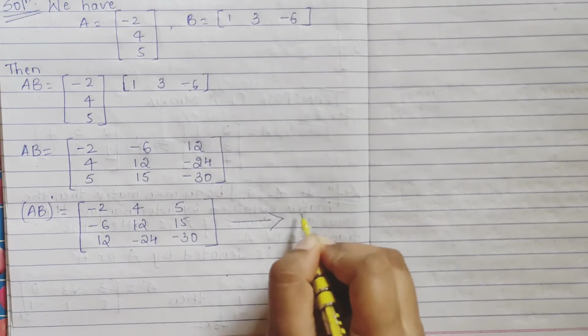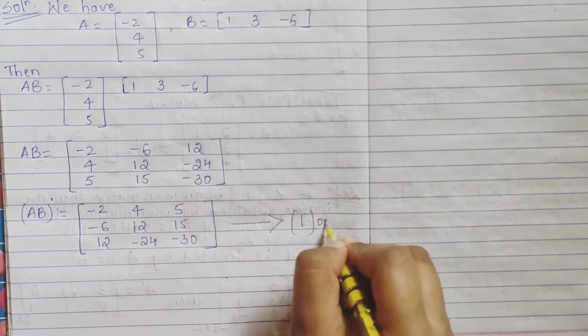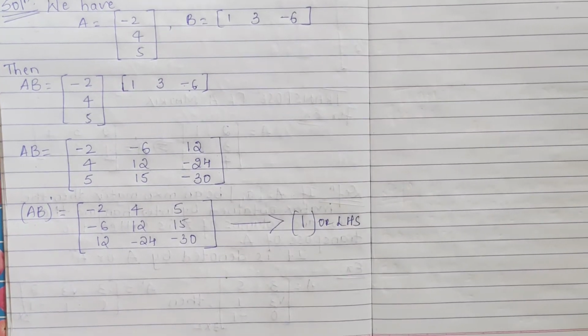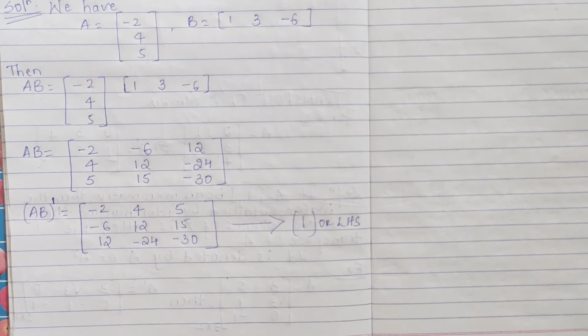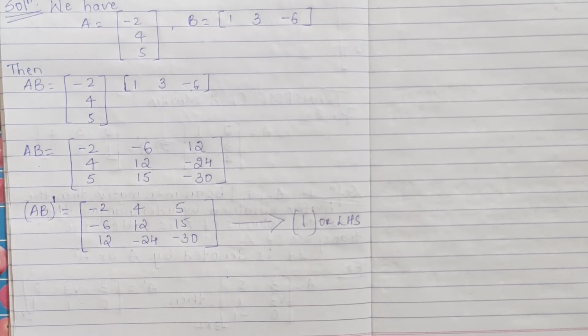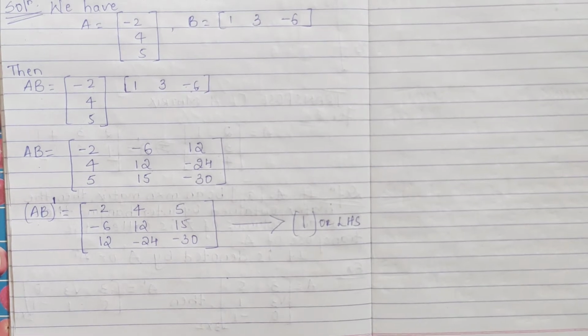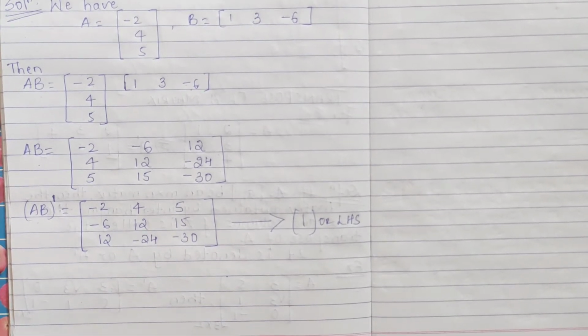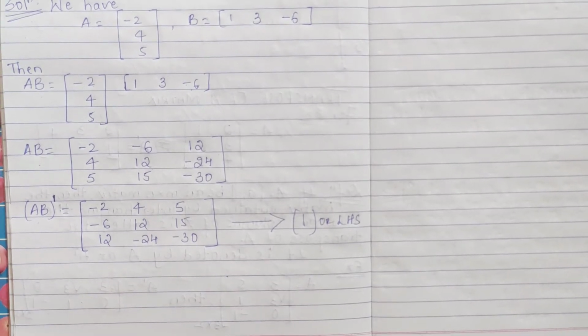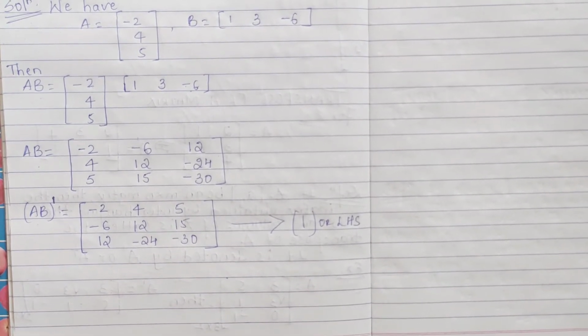So this one part you have done. You can take it as 1, or you can take it as LHS. This is your AB transpose. Now next, the right hand side they have said is B transpose into A transpose. So you have to do the product of B transpose and A transpose. Before that you have to find the transpose of A and B separately. So first we will do that.